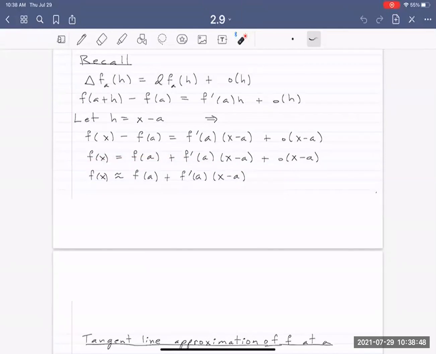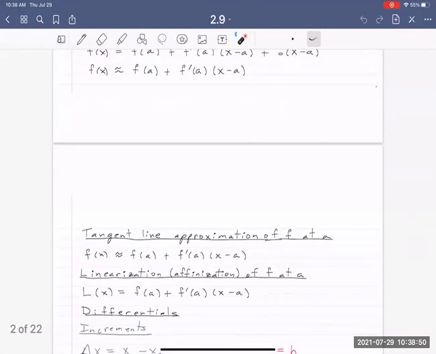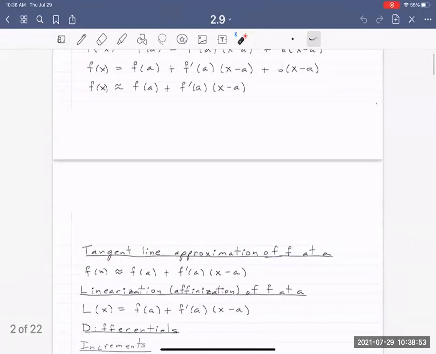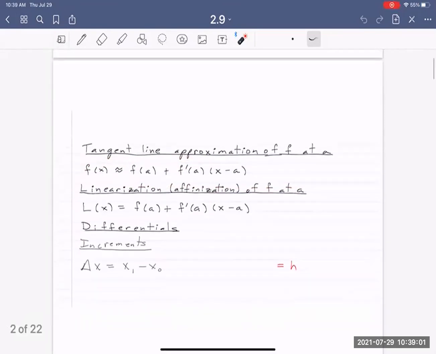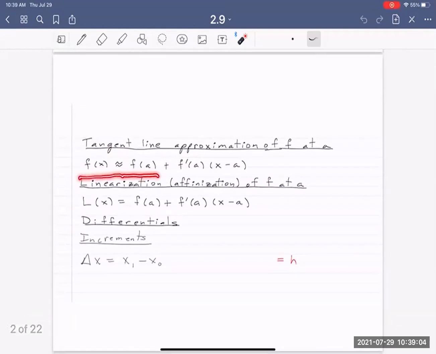So the tangent line approximation. The tangent line approximation to f at a is exactly what we wrote. f of x is approximately equal to f of a plus f prime at a times x minus a. Now, horrible terminology, but everyone uses it. I use the terminology, which is the linearization of the function f at a.